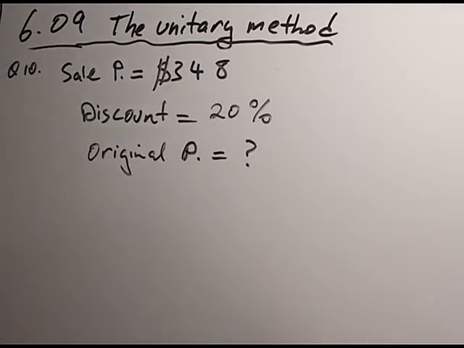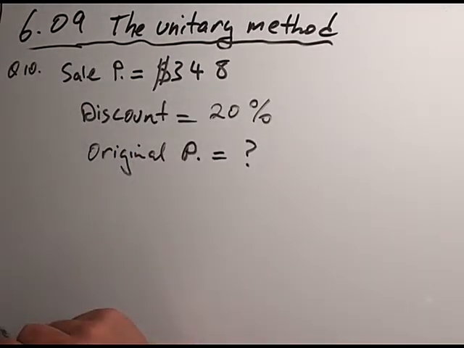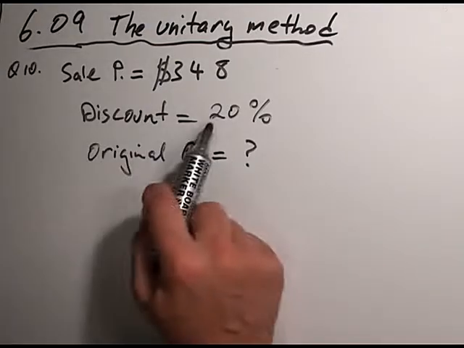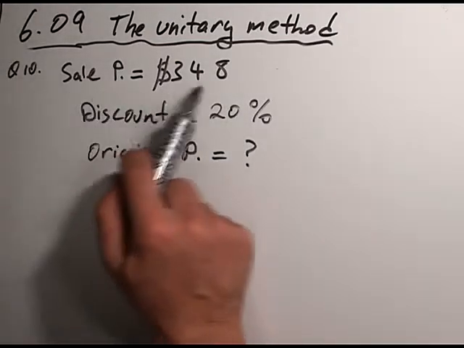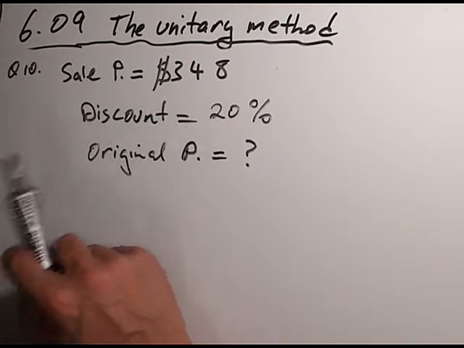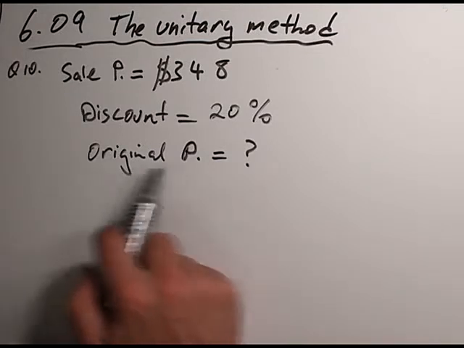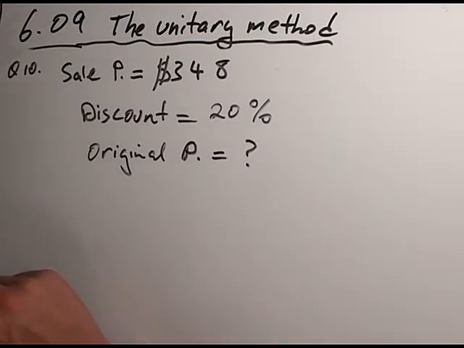So question 10 says, Matthew buys a game system for $348 at a discount of 20%. So the sale price after the discount is $348. The discount is 20%. The question is asking, what was the original price of the game system? What's the original price of the game system?